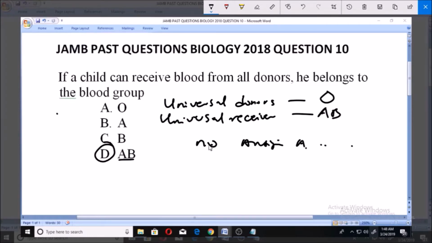So because of the absence of these in the plasma of people with AB, they can actually receive blood from any donor. So had it been that the question said this child can donate to anybody, that it's a universal donor, it would have been O. But because he can receive from everybody, then it is AB. Thank you.